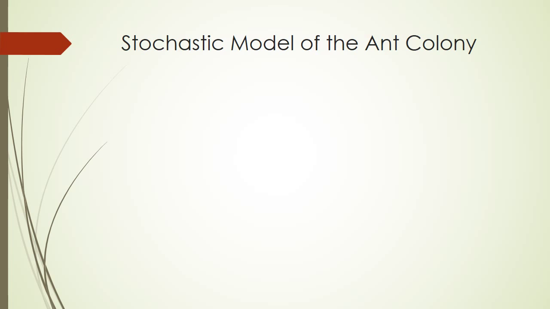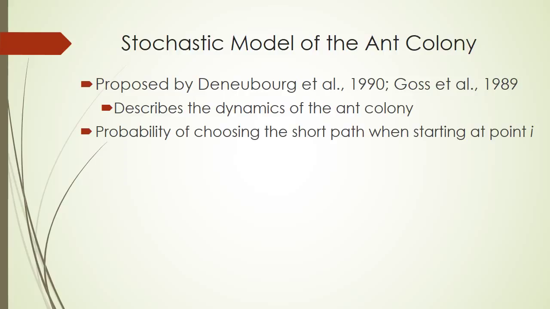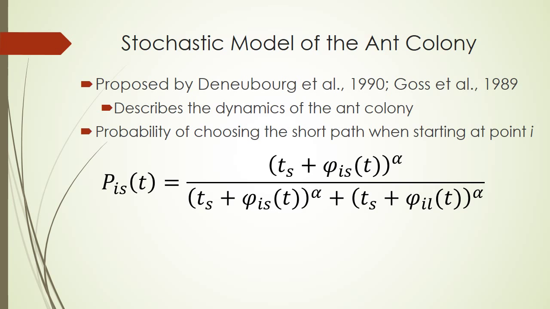So this leads us to the creation of a stochastic model for the ant colony. And this was proposed by Deneubourg in 1990 and Goss in 1989. And they describe the dynamics of the ant colony. Specifically, they relate the probability of choosing the short path when starting at a given point i. This is the equation. And it is, as mentioned, the probability of starting at point i and choosing the short path at a specific point in time.